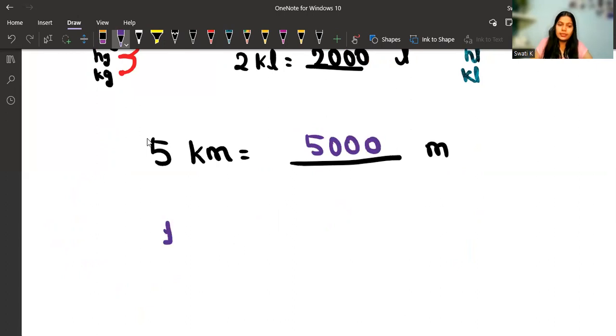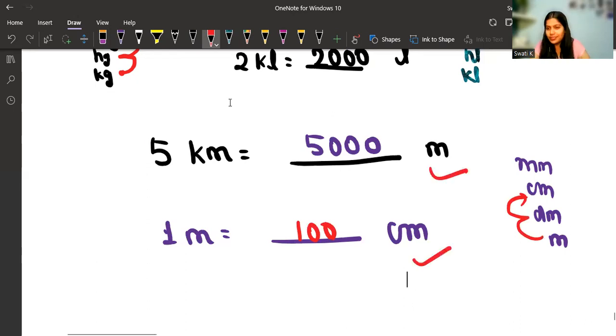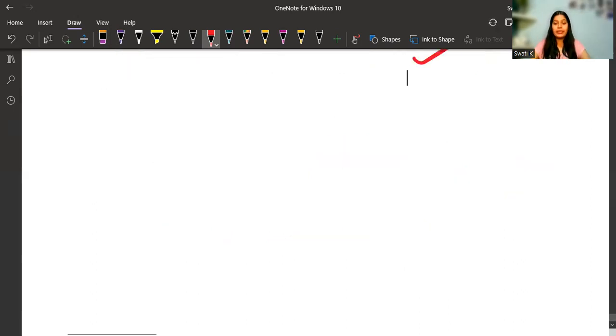Let's understand 1 meter equals how many centimeters, right? So see, it is millimeter, centimeter, decimeter, meter. You are going from meter to centimeter. That means 1 and 2 steps, that means 100. So 1 meter is 100 centimeters. And similarly, you can do all the questions of conversion of units. Okay. Now let's go to one more conversion, and that is very, very important.